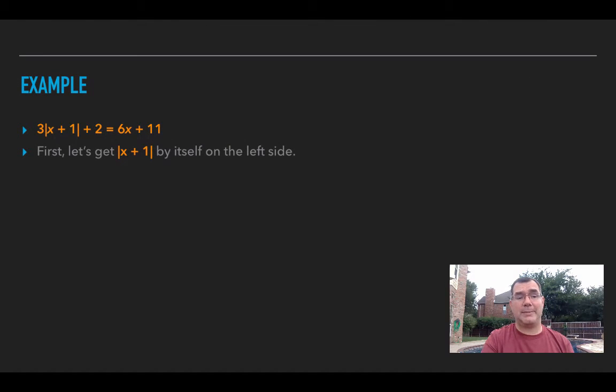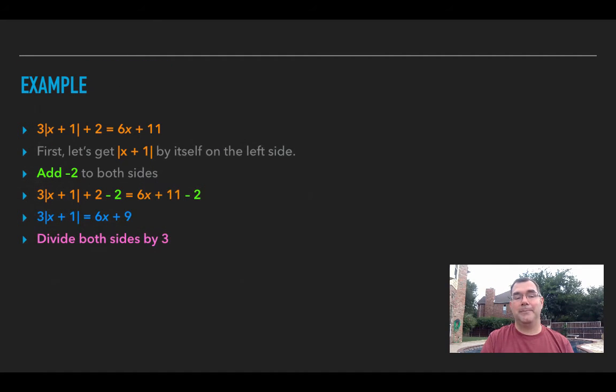So first I'm going to get that absolute value by itself. To do that, I need to subtract 2 and then divide by 3, because that's on the left-hand side with the absolute value of x plus 1. So I will add negative 2 to both sides. That will get rid of the plus 2 on the left, and it will change the right-hand side. So now I have 3 times the absolute value of x plus 1 equals 6x plus 9.